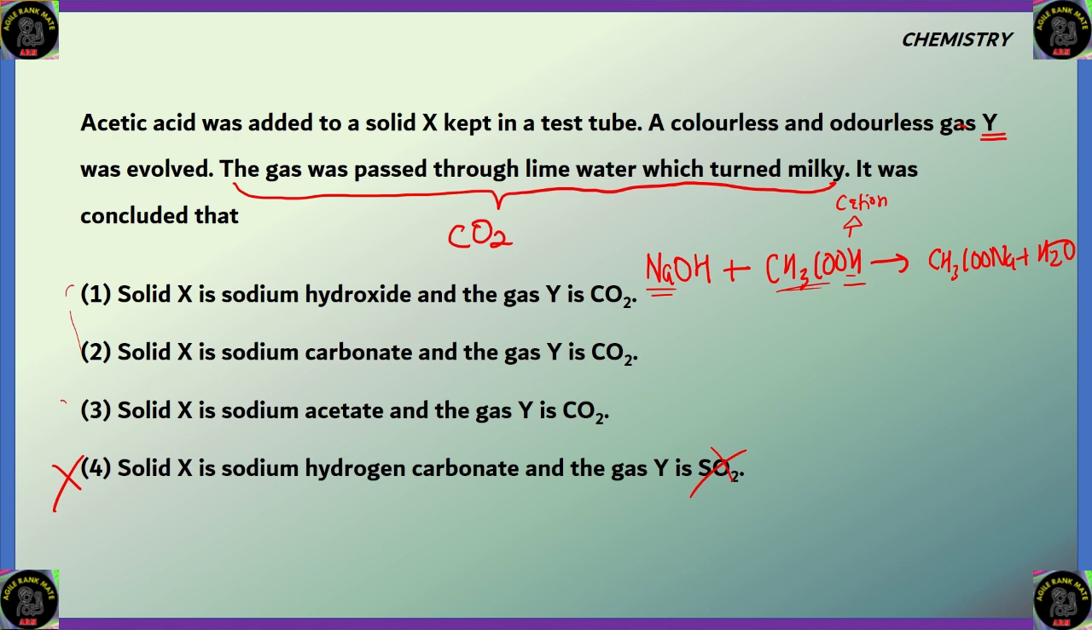So, but over here we can see that there is no carbon dioxide being evolved. So option 1 is incorrect. Now let's look at option 3, where it says solid X is sodium acetate.